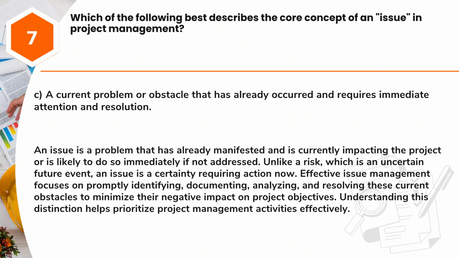Answer: C. A current problem or obstacle that has already occurred and requires immediate attention and resolution. An issue is a problem that has already manifested and is currently impacting the project or is likely to do so immediately if not addressed. Unlike a risk, which is an uncertain future event, an issue is a certainty requiring action now. Effective issue management focuses on promptly identifying, documenting, analyzing, and resolving these current obstacles to minimize their negative impact on project objectives. Understanding this distinction helps prioritize project management activities effectively.